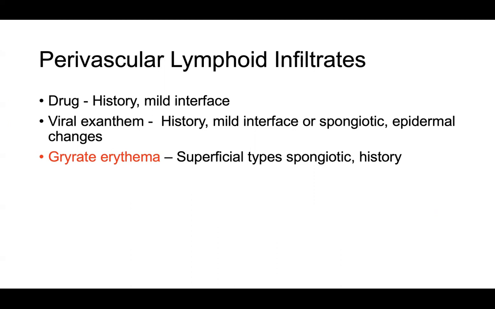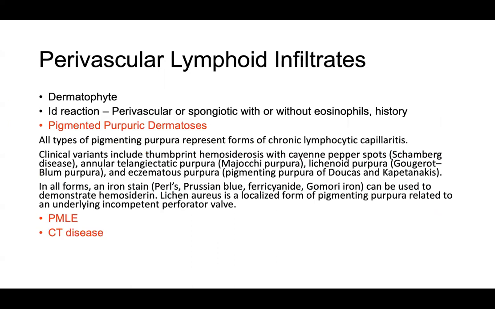Gyrate erythemas, this is typically where you're going to see that coat sleeving effect of dense perivascular lymphocytic inflammation that leads to this gyrate erythema appearance clinically. You might see a little bit of spongiotic change as well. You can also get perivascular lymphocytic inflammation in a whole host of different disease types, including dermatophyte infections, id reactions, pigmented purpuric dermatoses. I will mention on id reaction that you can see perivascular or spongiotic change with or without eosinophils. So again, it's a very nonspecific eruption that happens away from the triggering site on the body, but you can see just general spongiotic inflammation. It doesn't have to have eosinophils.